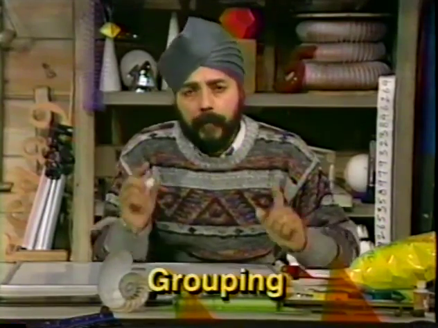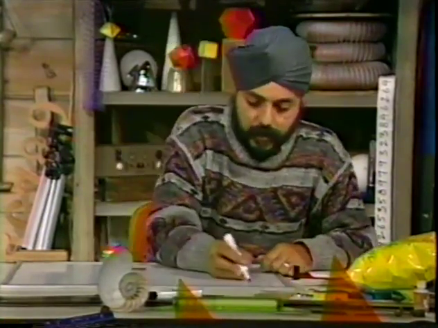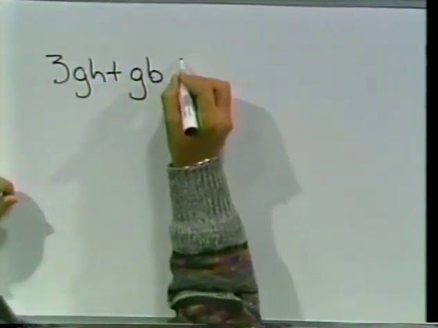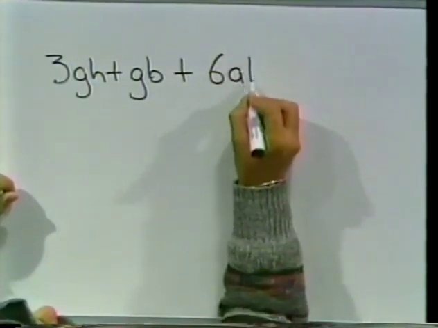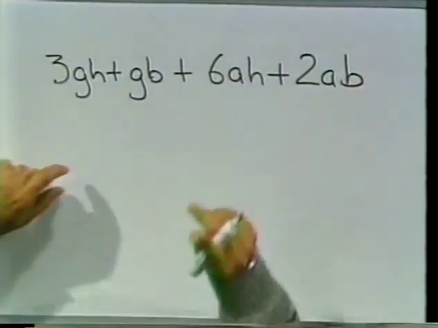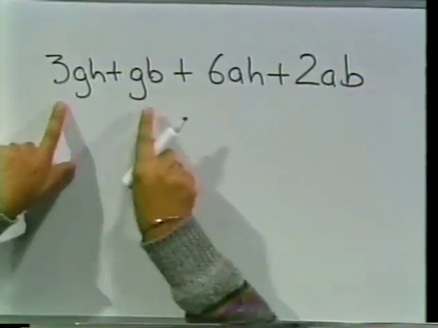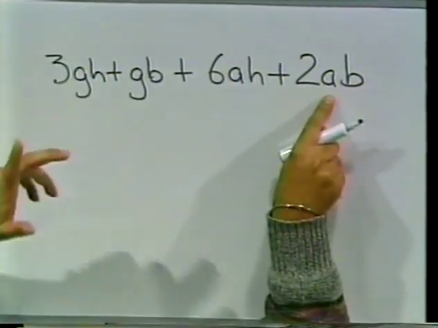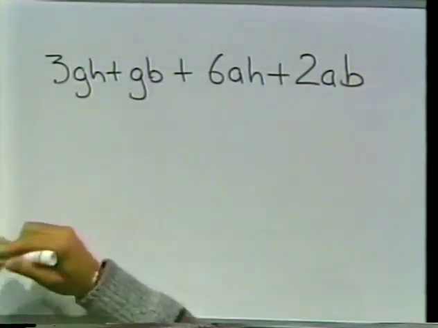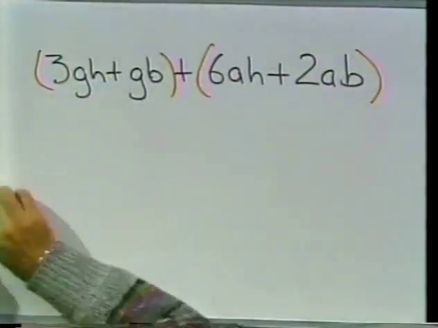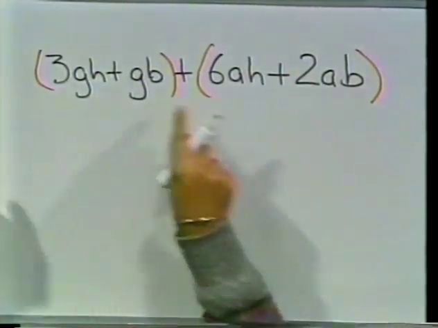Now, another way of finding common factors is grouping. Suppose that I have this expression to factor: 3gh plus gb plus 6ah plus 2ab. By inspection, I can see that two of these terms contain a g, and two of these contain an a. If I group these terms together, and I group these two terms together, I have two binomials which can be factored.